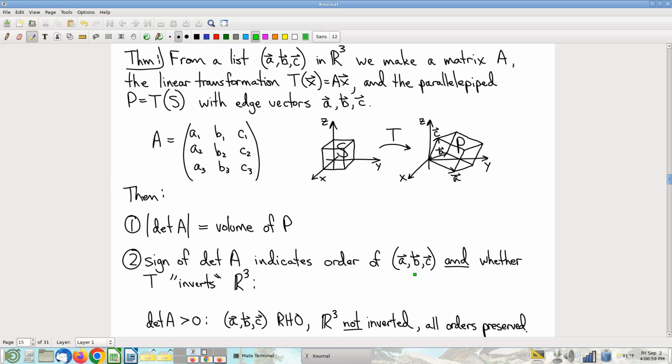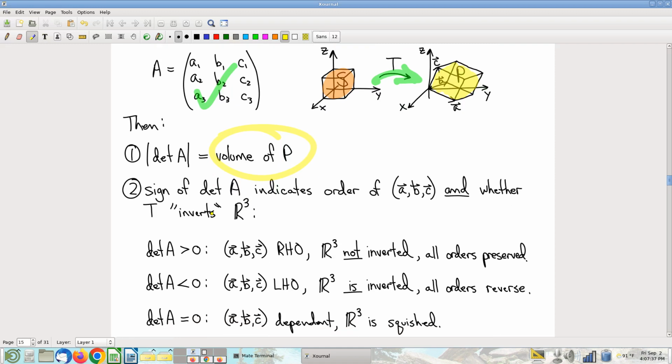So if you have 3 vectors in R3, then you get a 3x3 matrix, which defines a linear transformation from R3 to R3, through which the image of the unit cube is a parallelepiped whose volume is the absolute value of the determinant. And the order, here's where it's hard to draw a picture, but whether ABC is right-handed or left-handed is arbitrated by whether the sign of the determinant is positive or negative.